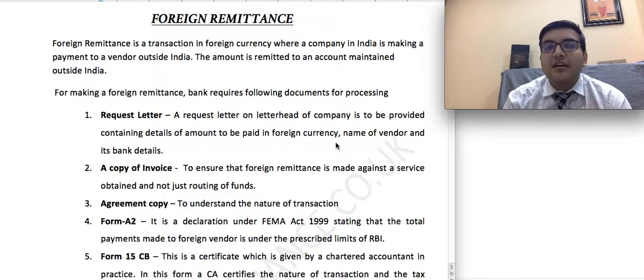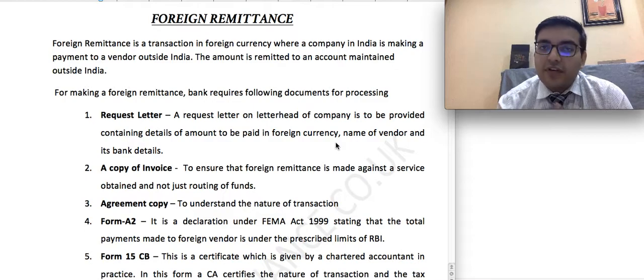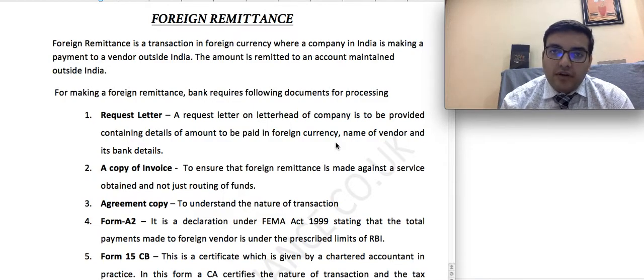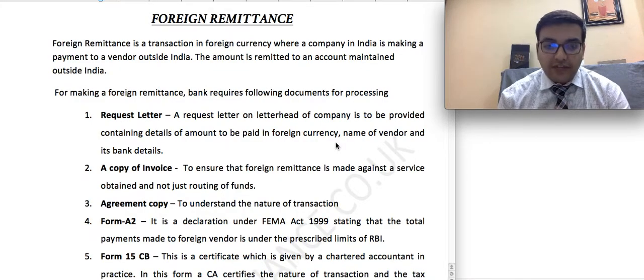Because whenever there is a reduction in the foreign exchange reserves of a country, RBI is involved. The Reserve Bank of India has to monitor how much foreign exchange reserves are going out of India. And why do they monitor that? Because it will impact our economy. If the foreign exchange reserves reduce in India, then it will impact our economy adversely. That's a general overview.